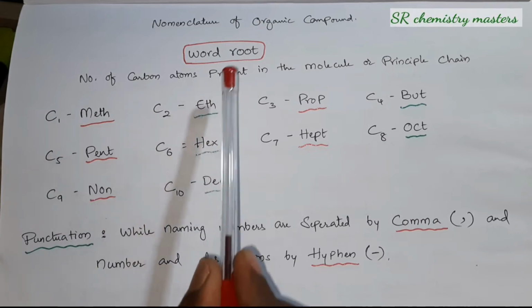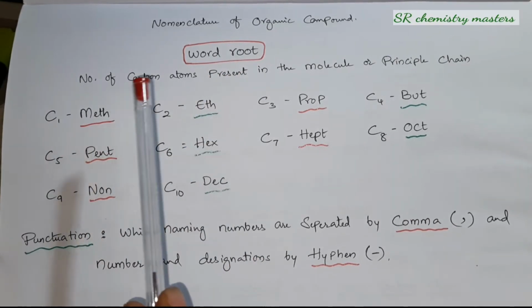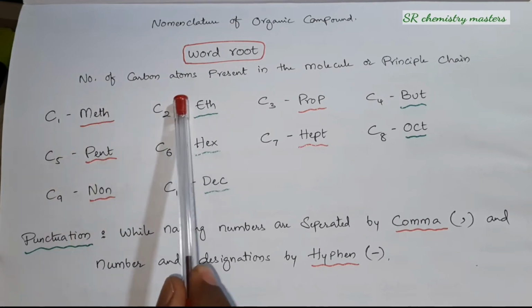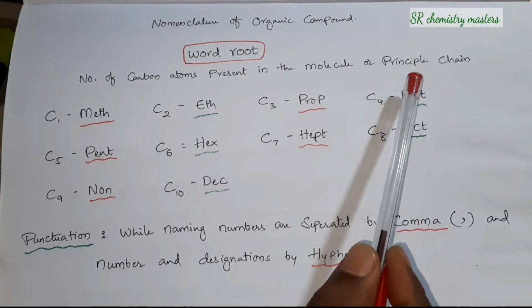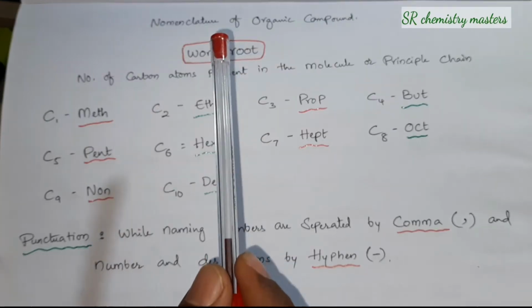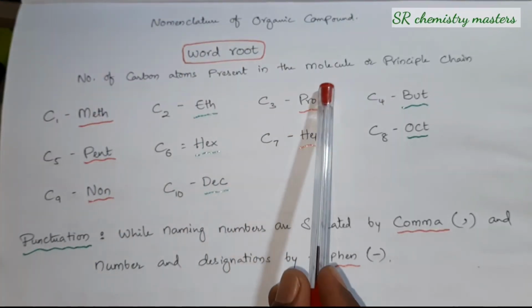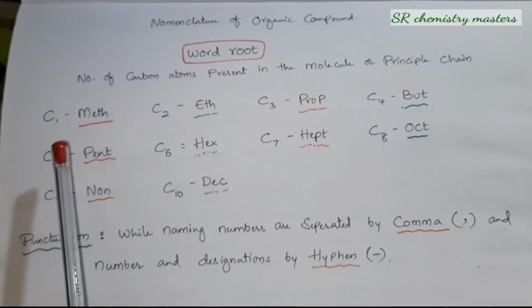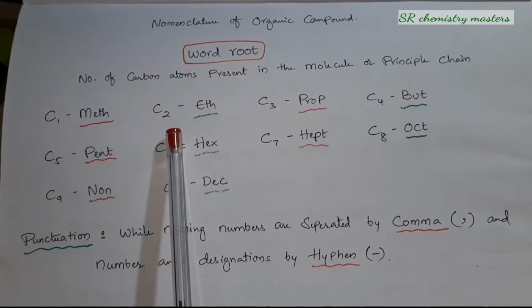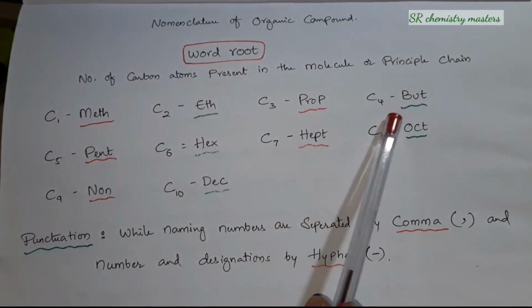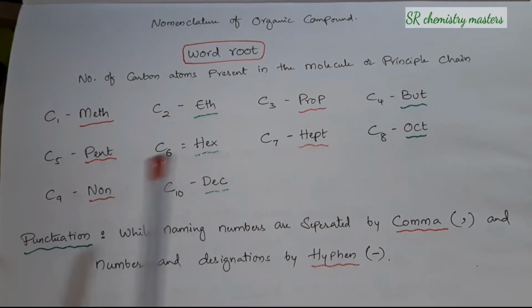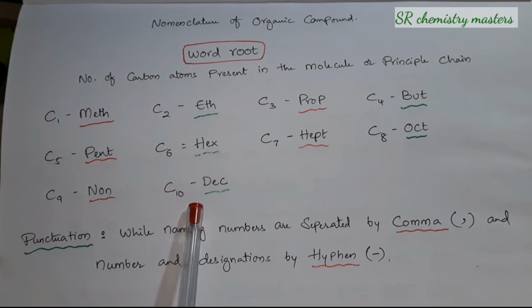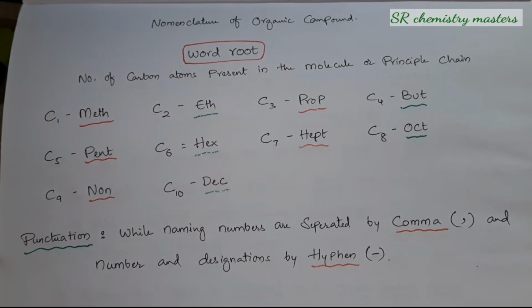Let us see the first thing, word root. As we have said, word root is nothing but the number of carbon atoms present in a molecule or principal chain. While taking the example, we will see in detail about word root. If one carbon is present in the molecule or principal chain, we are going to call it meth. If two carbons are present, we say eth; 3 prop, 4 but, 5 pent, 6 hex, 7 hept, 8 oct, 9 non, and 10 dec. These are the word roots used for the number of carbon atoms present in the molecule or principal chain.